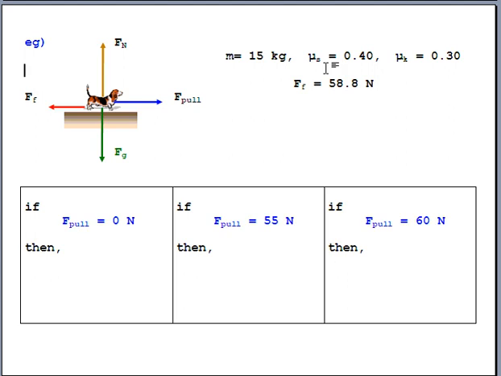Well, let's put in 3 different choices for what the human does. Maybe the human decides not to pull on the leash at all, right? Or maybe they pull with 55 newtons, or maybe they pull with 60. Okay, well, what's going to happen? Well, if you pull with 0 newtons, if you don't pull at all, you don't need any friction to stay stuck, and the force of friction value will be 0. It will not be 58.8. If you pull with 55, the friction force will be 55.